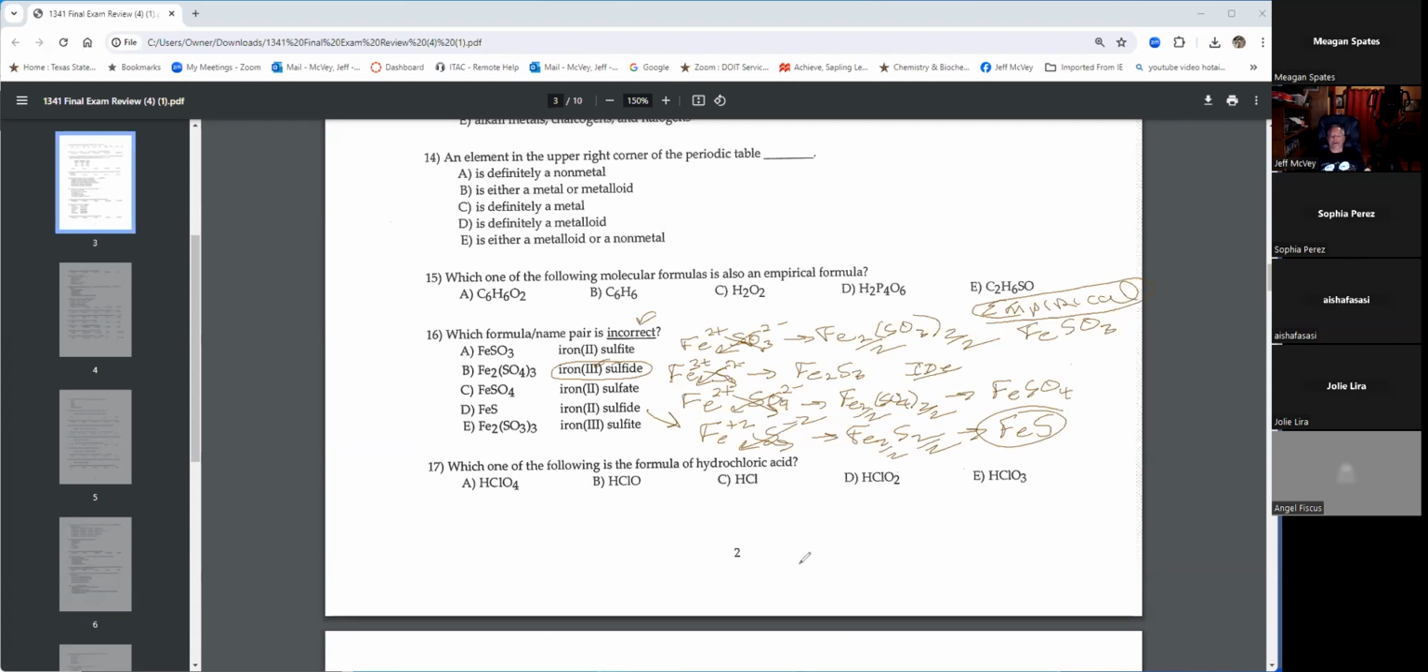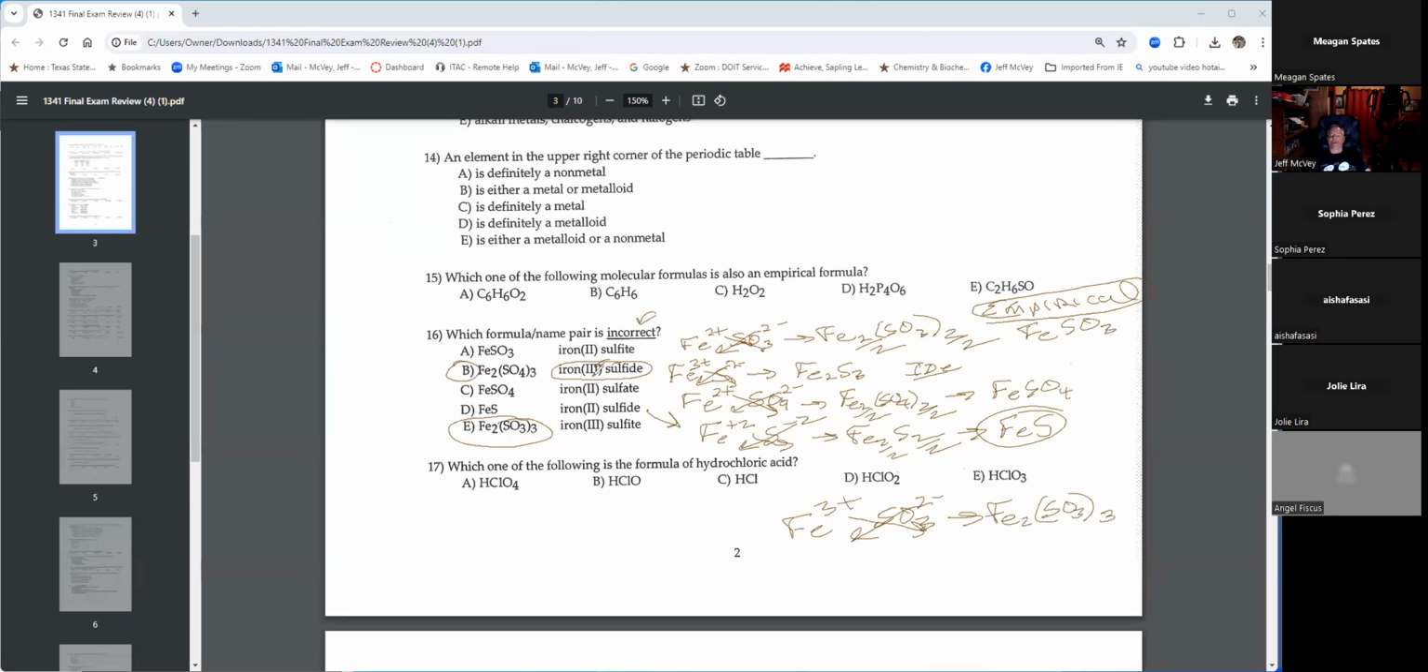One more, iron 3 sulfite. So that's iron with a 3+ charge. Sulfite is SO3. It's got a 2- charge. Cross, and that will give us Fe2(SO3)3, with 3 of those. And that is exactly what they gave us up here. And that is empirical. So B was our answer here.